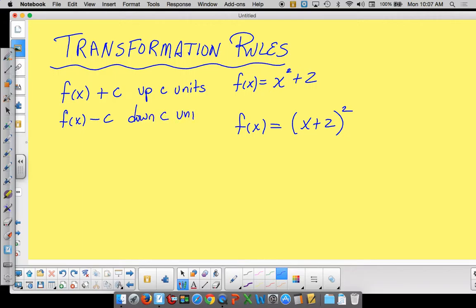Now, that's what we consider outside the function. I have x squared and then I added the 2 onto it. When we put it inside the function, in other words, this is when you replace x with a quantity, I replace the x with a whole x + 2 over here. So now, which way is it going? Left. It goes opposite the sign. So if that's +2, it's going left 2 units. And so -c is going right.